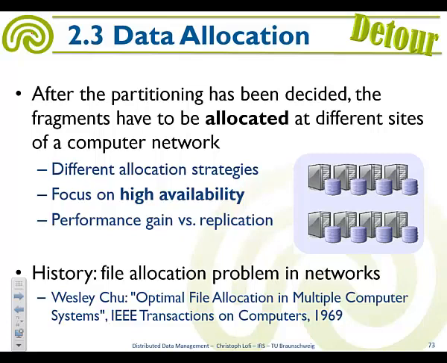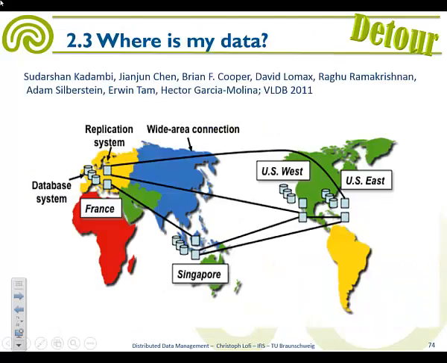So now imagine that we have decided which fragmentation strategy to use. So the next question that we need to solve is, where are we going to allocate each of these fragments in a computer network? And this is actually a very old problem if you think only about file allocation. If you are interested, you can look up the paper that we mentioned here in the slide. But actually, for distributed databases, that's another story.